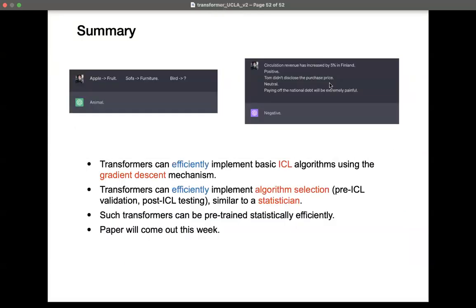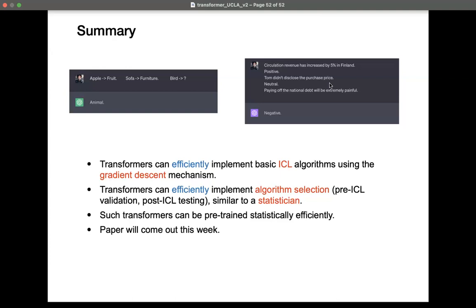Okay, so let me summarize. Today I presented this ICL property, the in-context learning capability of these large language models. These are emergent capabilities when people scale up these language models to a large number of parameters. People found that these transformers can do the following things. And what we do is that we theoretically explain why transformers can efficiently implement these basic ICL algorithms using the gradient descent mechanism. The basic ICL algorithms include linear regression, logistic regression, Lasso, and actually we can show some other, like two-layer networks.